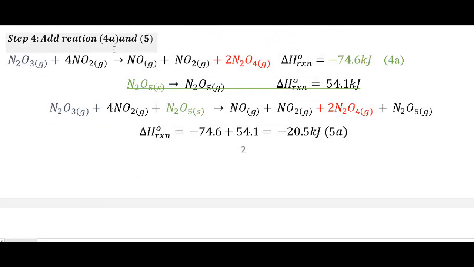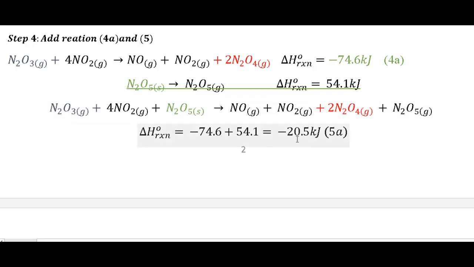So I added reaction 4A to reaction 5 that was given. Things are getting a little bit complicated here, but remember one of the cardinal rules of Hess's law: you add reactions, you add the corresponding enthalpy. So my N2O3 plus 4NO2 plus my N2O5 solid has to go to NO gas plus NO2 gas plus N2O5 gas. And now I've got all my reactants where I want them to be. My blue reactant, my green reactant, and my red product, and we're getting minus 20.5 kilojoules.